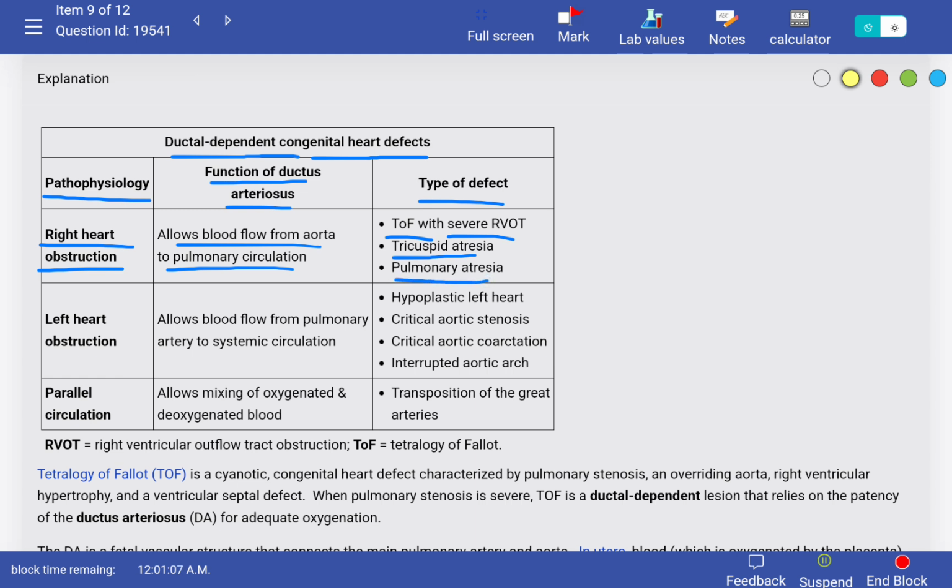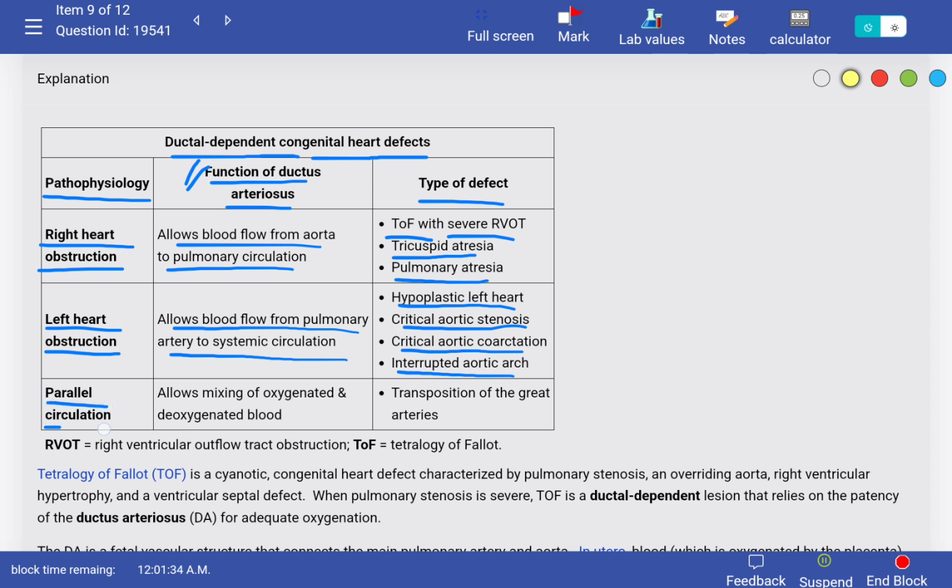Now, if there is left heart obstruction, what would be the function of the ductus arteriosus? That would allow blood flow from the pulmonary artery to the systemic circulation. For example, in case of hypoplastic left heart, critical aortic stenosis, critical aortic coarctation, and interrupted aortic arch.